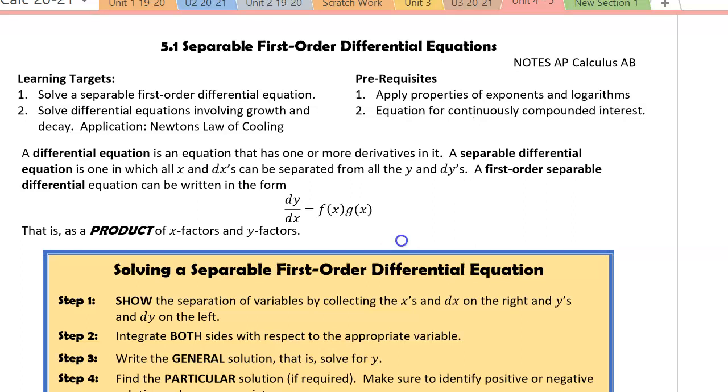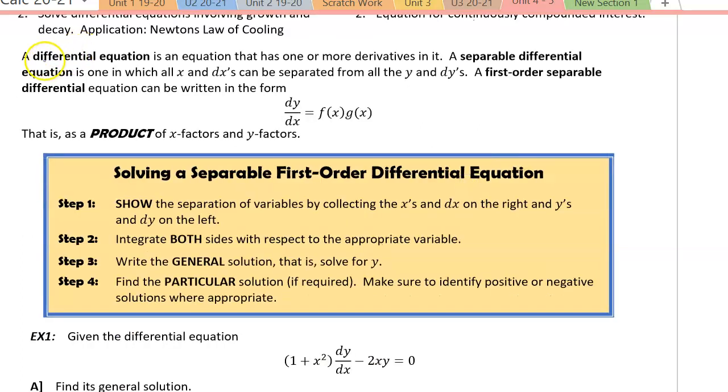Okay, so what is a differential equation? First order, separable, what is it? Okay, so a differential equation is an equation that has one or more derivatives in it. A separable differential equation is one in which all x's and dx's are on one side and all the y's and dy's on the other. I'm going to separate them.